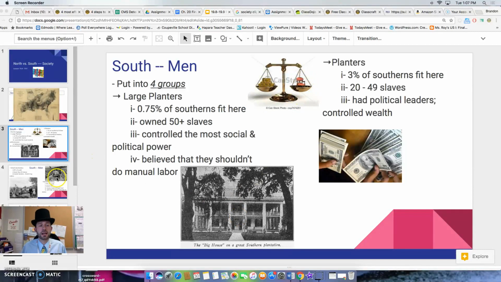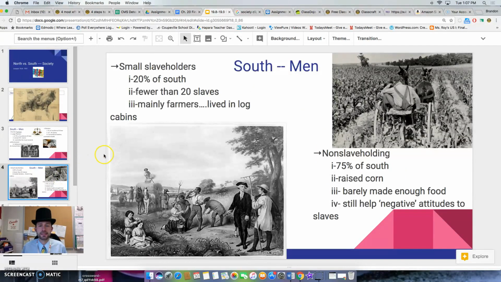Now I'm going to talk about the lower two groups, and yeah, they're not quite as important as us large planters and those other planters I had discussed. We have these small slaveholders. This made up about 20% of the population in the southern states. So that's quite a few getting up there. They had fewer than 20 slaves. Most actually owned only 4 to 6 slaves.